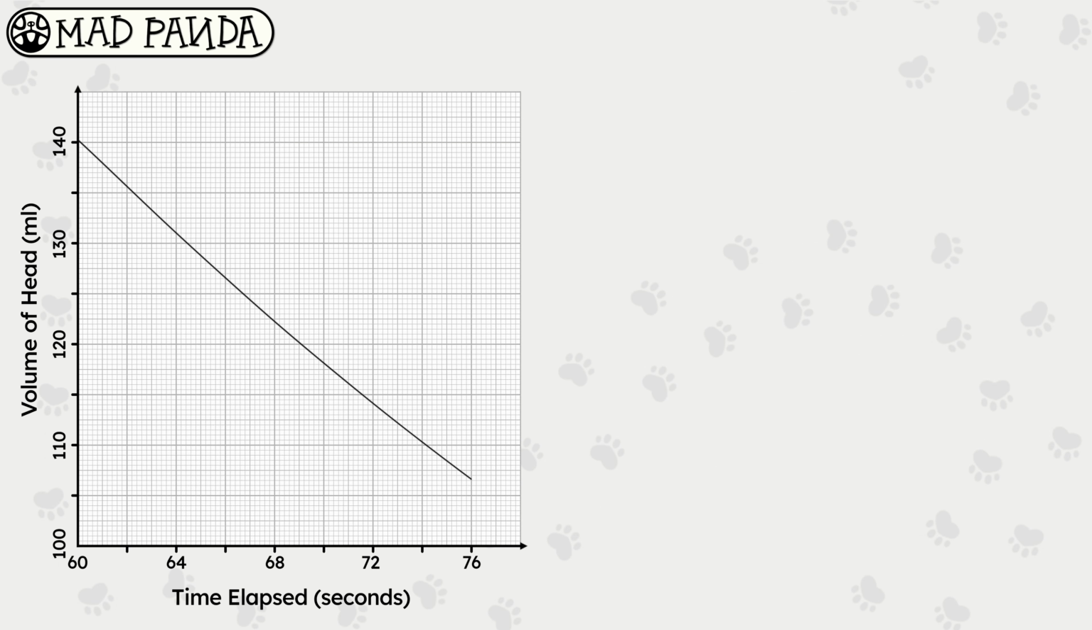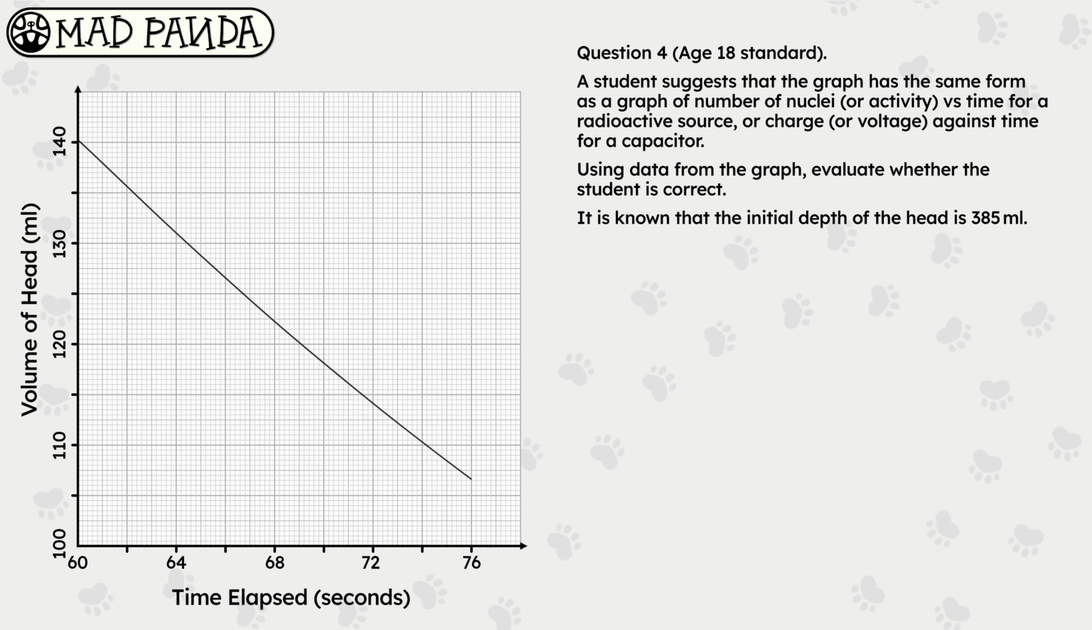For the fourth question, you can see I've zoomed the graph in even more, such that it almost looks like a straight line, but if you look carefully, you can see that the line is still slightly curved. So let's read through the question. A student suggests that the graph has the same form as a graph of number of nuclei versus time for a radioactive source, or charge against time for a capacitor. Using data from the graph, evaluate whether the student is correct.